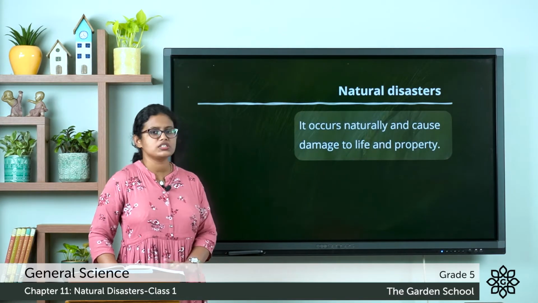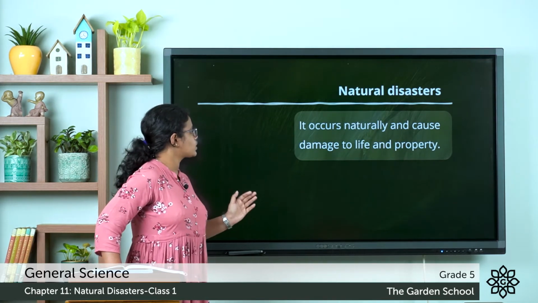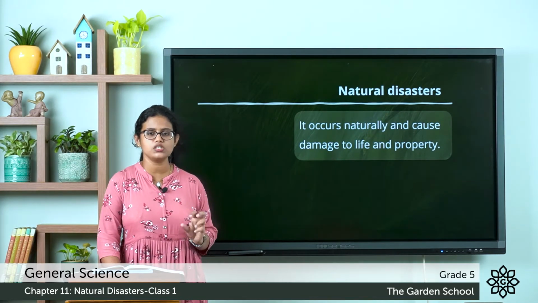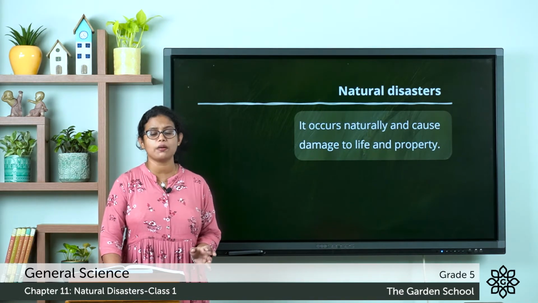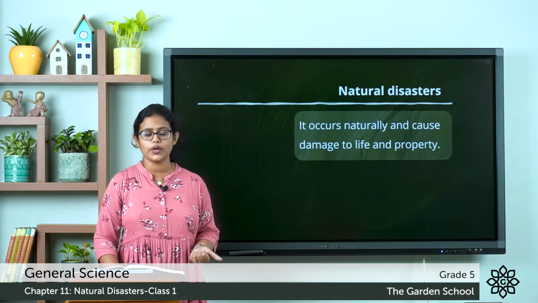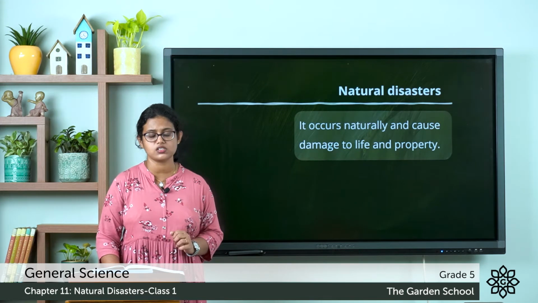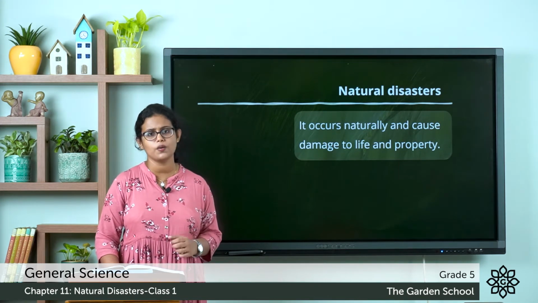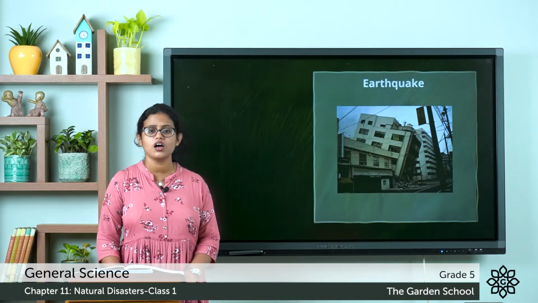Then what about natural disasters, which are caused naturally? They occur naturally and cause damage to life and property. So natural disasters are disasters which are caused naturally and can cause damage to life and property. For example, earthquake and tsunami are examples of natural disasters which occur naturally and can cause damage to life and property. So first let's see the natural disaster, that is earthquake.